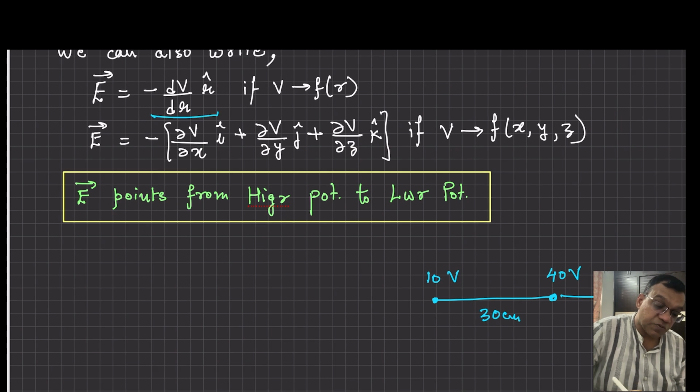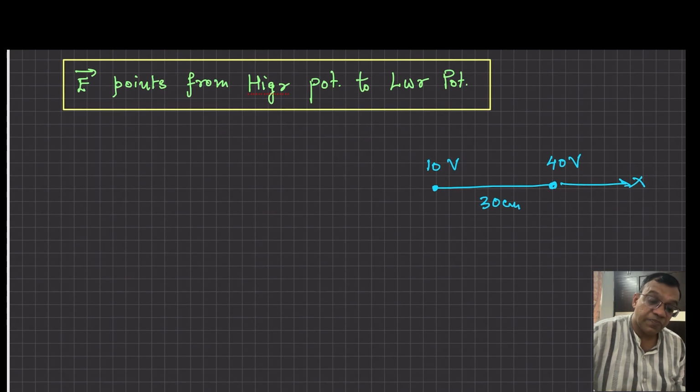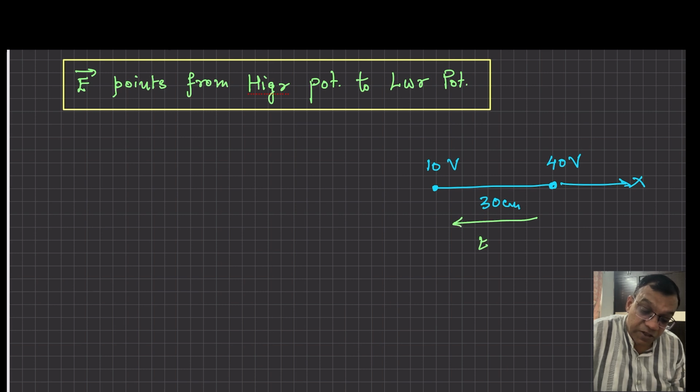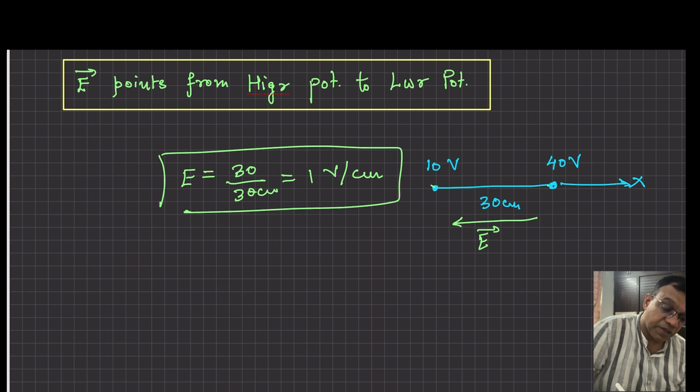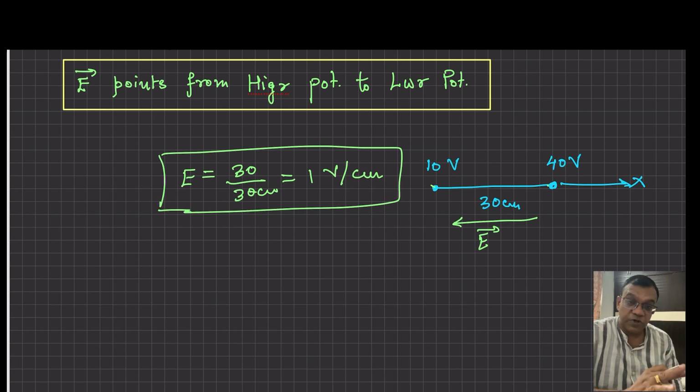Then by using this expression E equal to minus dV by dr, first thing, electric field points from higher potential to lower potential. So the direction of electric field will be in this direction. It is not in this direction. And what will be the value? E is equal to dV by dr. So dV is 30 and dr is 30 centimeter. So it is 1 volt per centimeter. Electric field is 1 volt per centimeter.